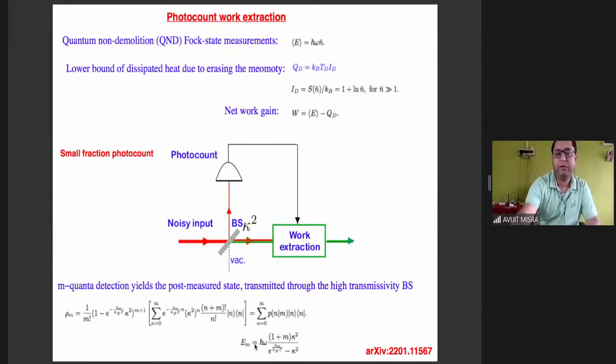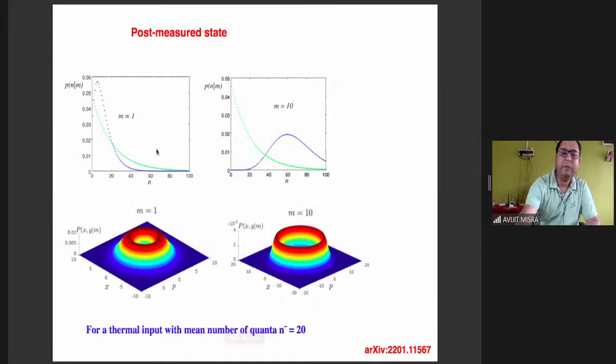So what is the nature of this post-measurement state? See, the green line represents the initial thermal state, with mean photon number 20 for all these cases. Suppose we detect 1 photon, the corresponding post-measurement state is non-monotonic. So we can see that this is not passive. And similarly, if we detect 10 photons, the corresponding state is non-passive. But if we see the phase-space distribution, it is centered at the origin and it is isotropic, but it does not fall monotonically. There is a hollow crater in the middle. But we cannot extract work from this by squeezing or displacement.